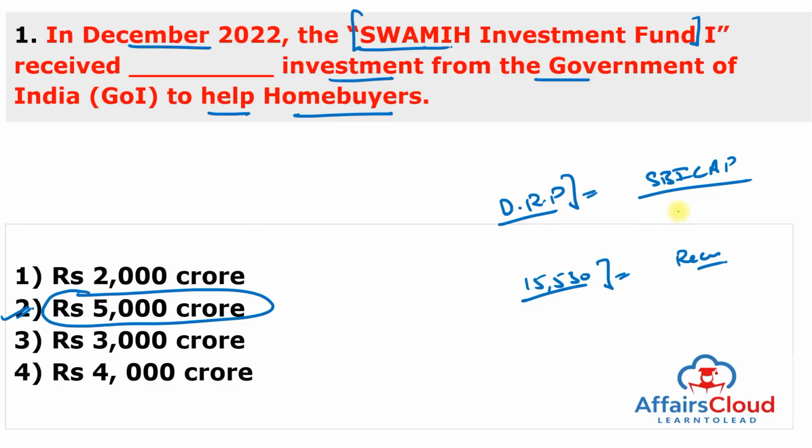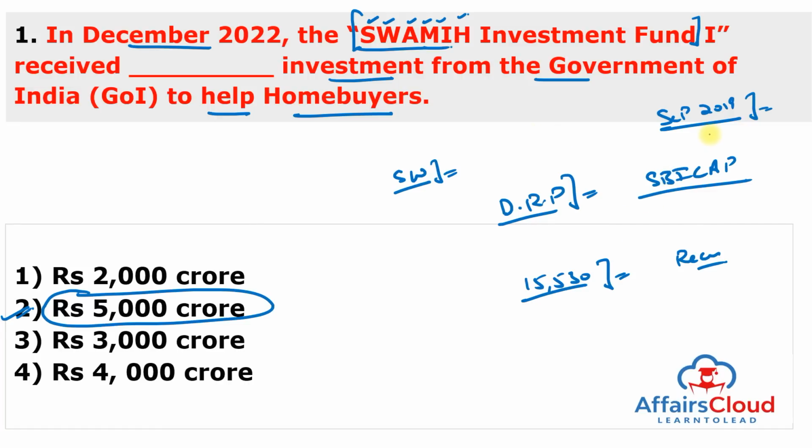And the SWAMIH Investment Fund I was established under the Special Window for Affordable and Mid-Income Housing. What is the meaning of SWAMIH? SWAMIH stands for Special Window for Affordable and Mid-Income Housing. And SWAMIH is a Category II Alternative Investment Fund introduced in the month of September in 2019 by Union Finance Minister Nirmala Sitharaman ji and approved by the cabinet in November 2019.